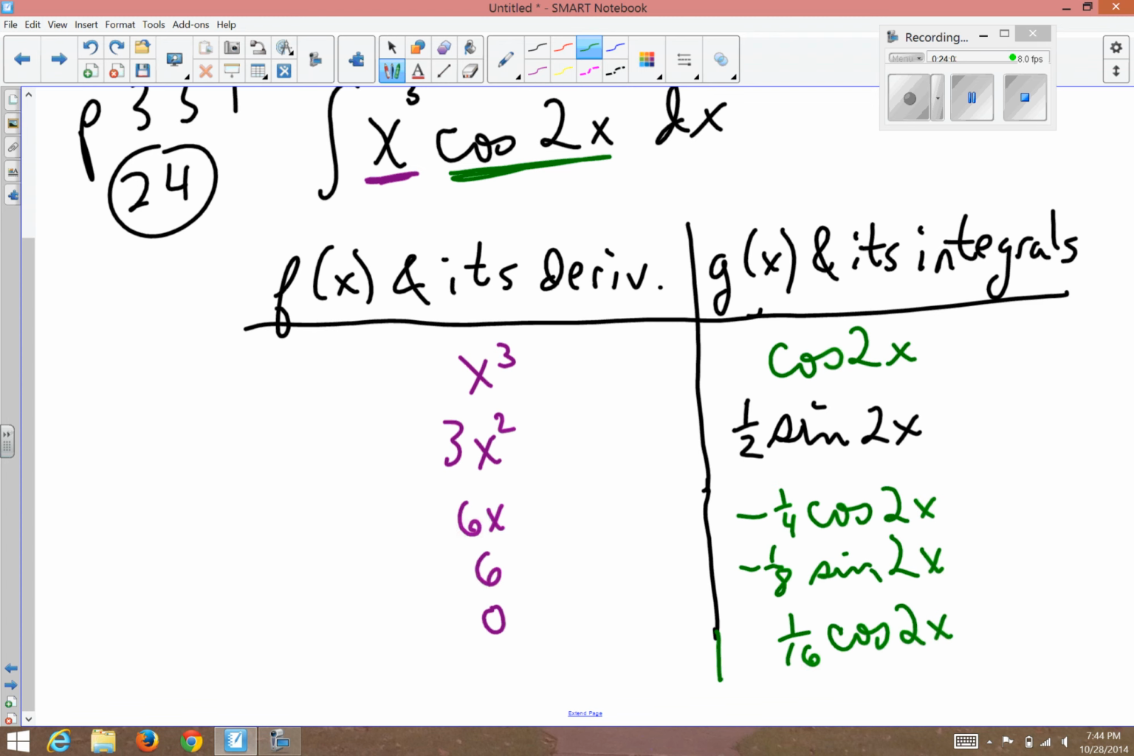So if you want to double check this, the derivative of this thing on the bottom should be what's right above it. The derivative of this should be what's right above it. The derivative of this should be what's right above it. The derivative of this should be the original. These are all supposed to be antiderivatives going down. So you can check those to make sure that they're right.